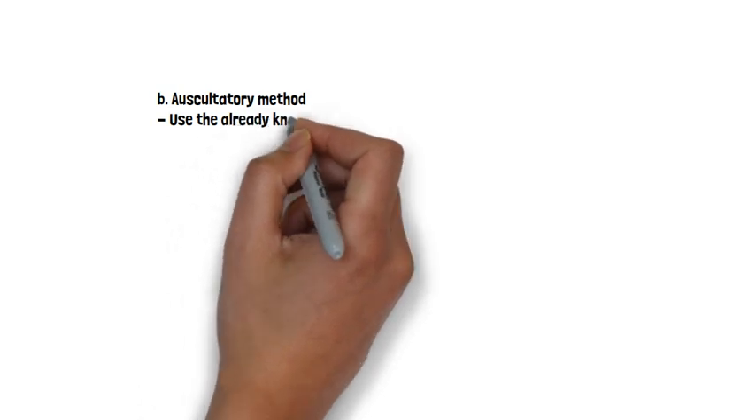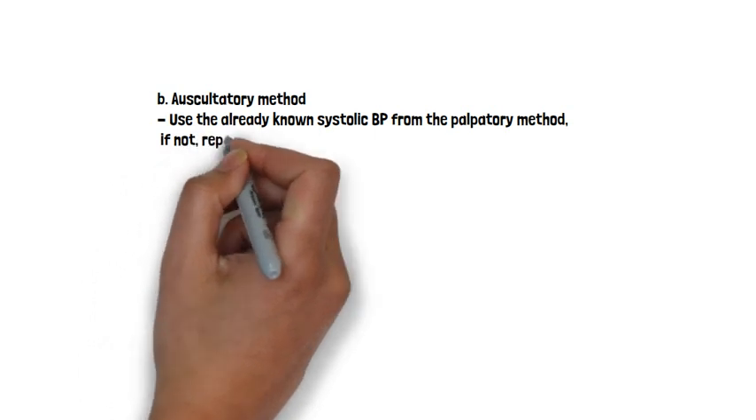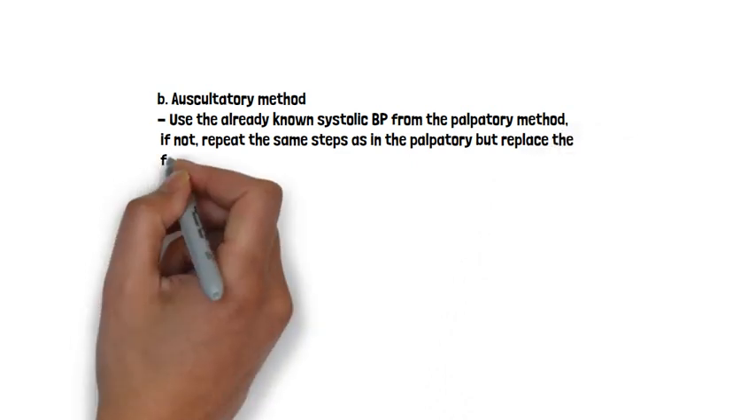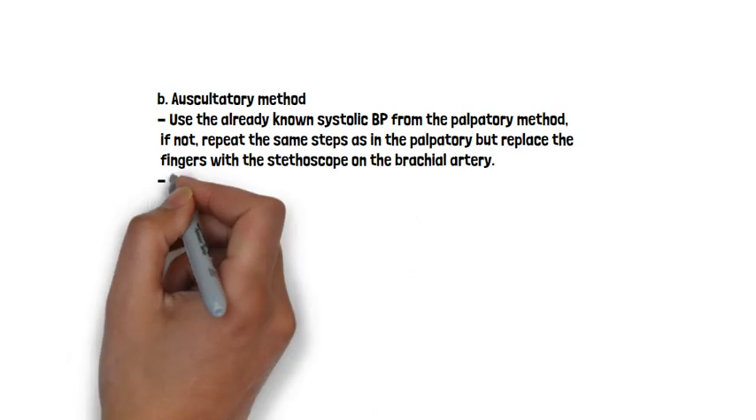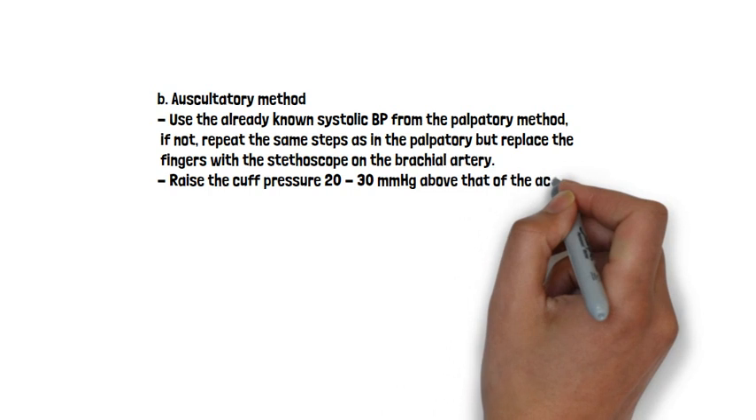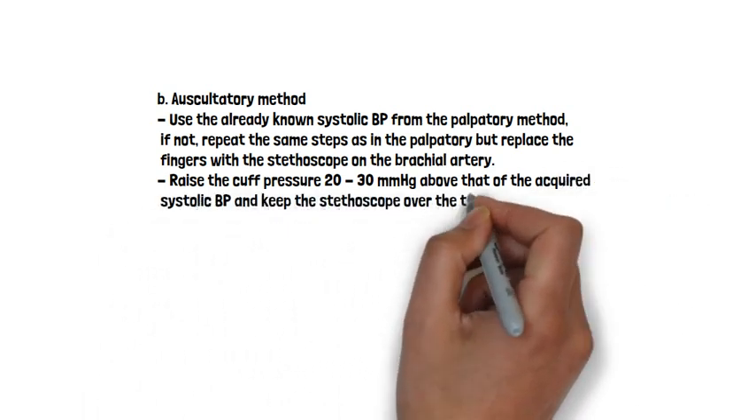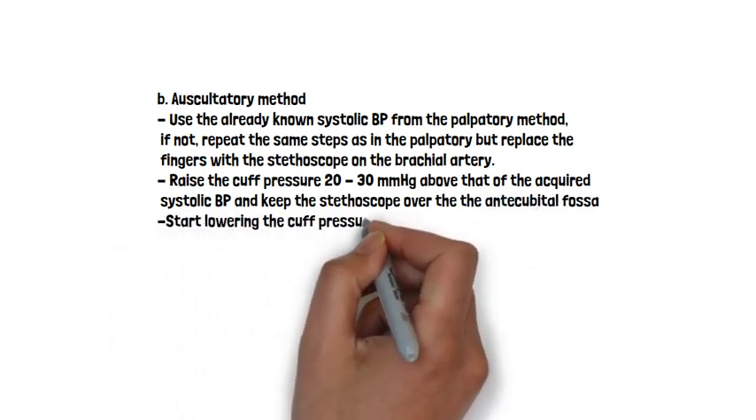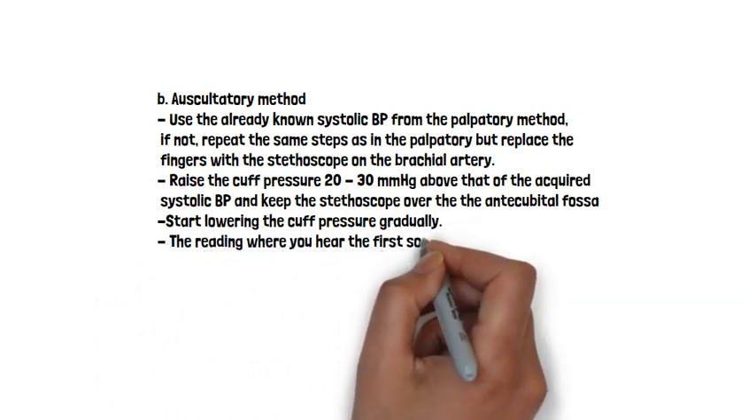Now, for the auscultatory method, with the systolic blood pressure already known from the palpatory method, we raise the pressure 20 to 30 millimeters above the required systolic pressure. We still keep the stethoscope on the antecubital fossa and start lowering the cuff pressure gradually. Remember, in the palpatory method no stethoscope was applied, so we put a stethoscope in this case. The same procedure is followed and the pressure is lowered gradually.